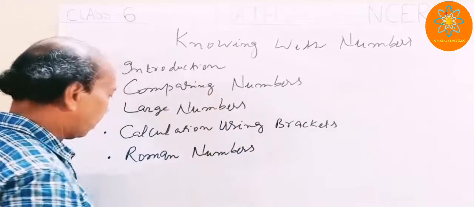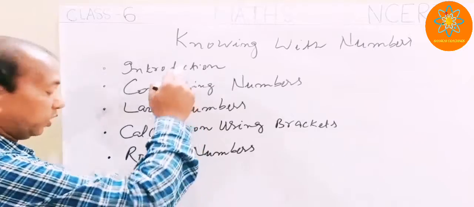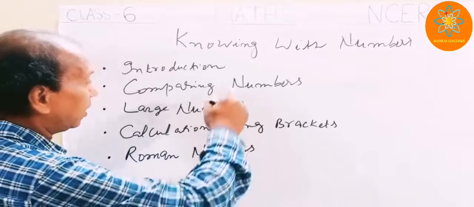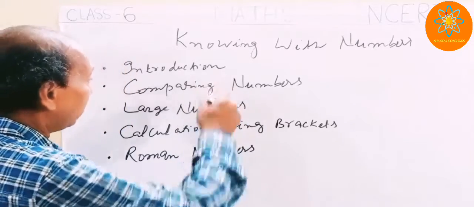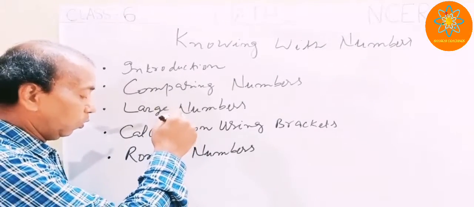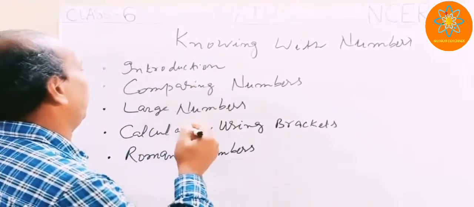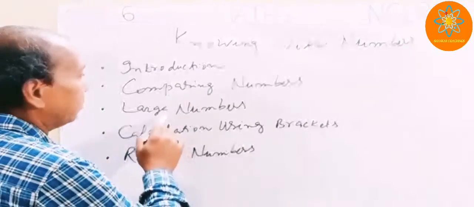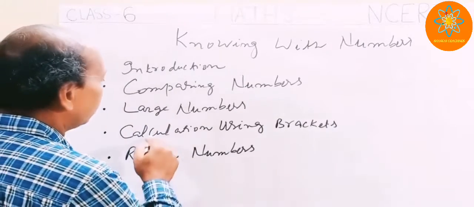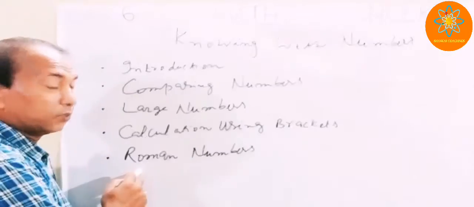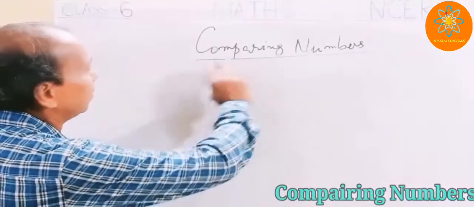In the introduction part, we can count objects in large numbers. We can also communicate large numbers using suitable number names. We use numbers and know many things about them, like we can compare the numbers. We have the large numbers, then we can study in that way also. Then calculation using brackets. We have the Roman numbers. Let us start with comparing numbers.